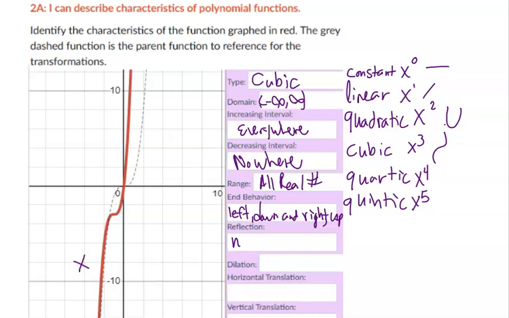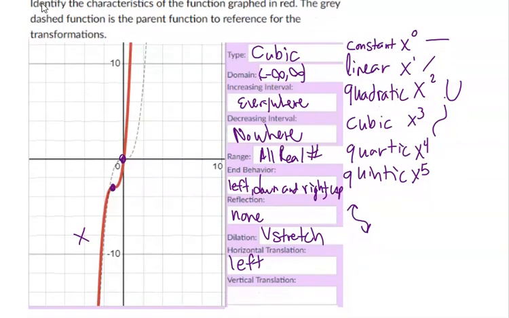There is no reflection. If there was, it would be facing this way. Dilation, it looks like it gets skinnier right here from the dashed one, so we're going to put a vertical stretch. Horizontal translation, so from the origin to the new center, it goes to the left. And then it also goes down.